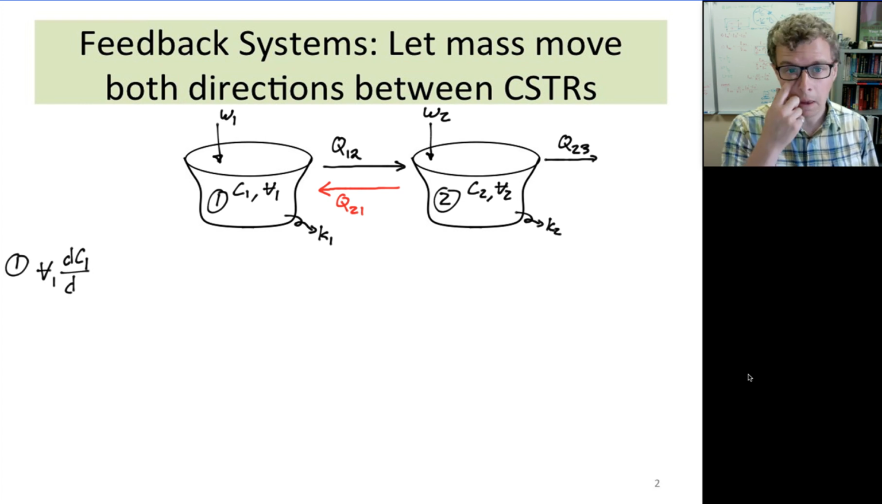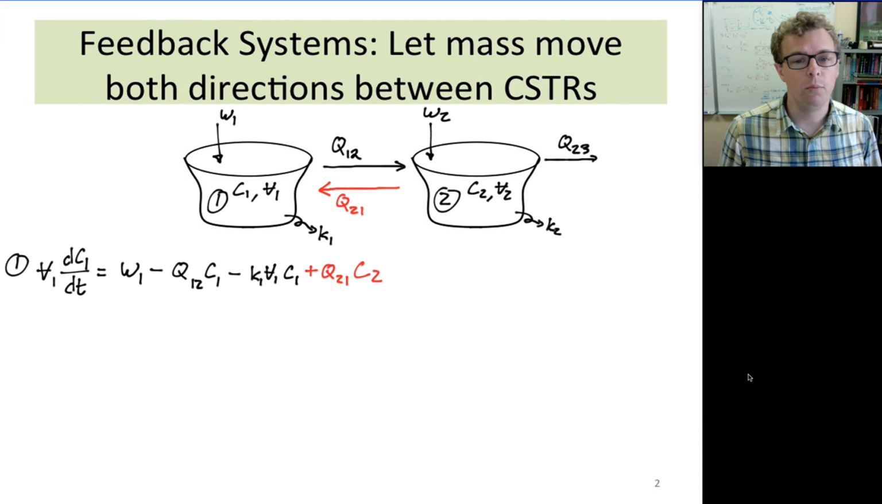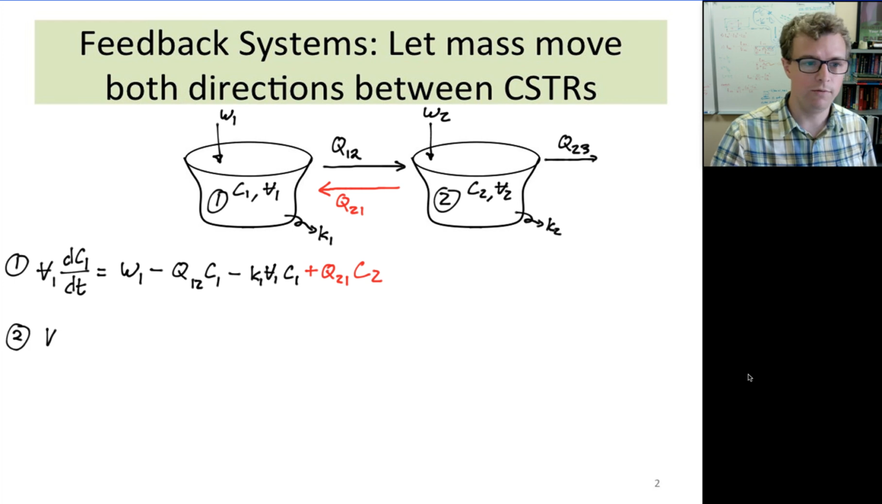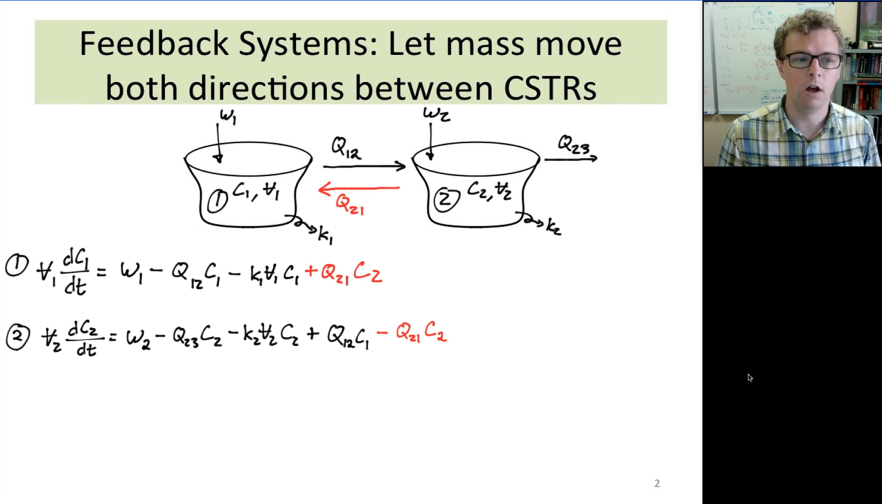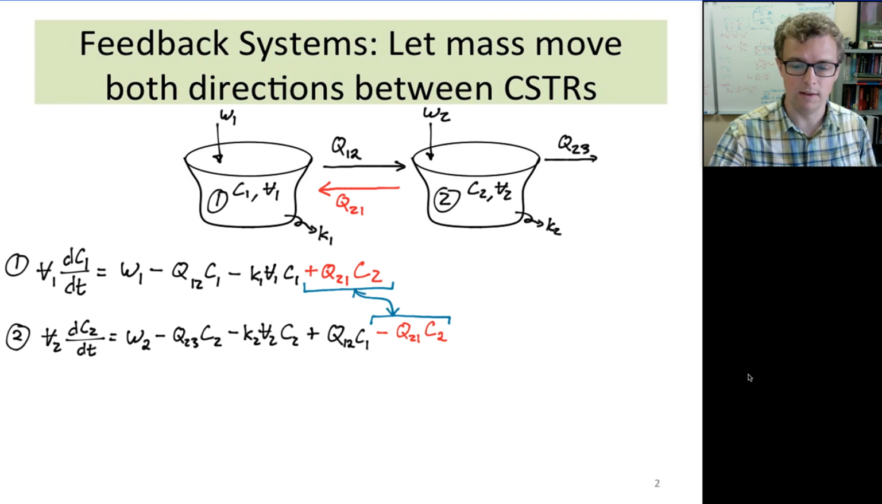And so my hope by this point is that you're quite comfortable writing out these mass balance equations, both for CSTR number 1 and CSTR number 2. And you'll notice in these two equations that what I've highlighted in red pen are the new terms that arise because of that Q21. It forms a load to CSTR number 1, and it forms a sink or removal term for number 2. Right? So highlighted in blue there so you can see that connectivity between these two systems.